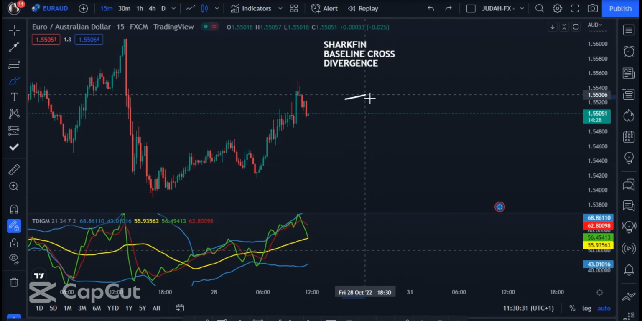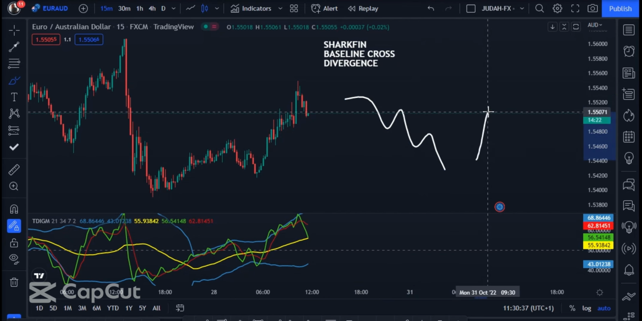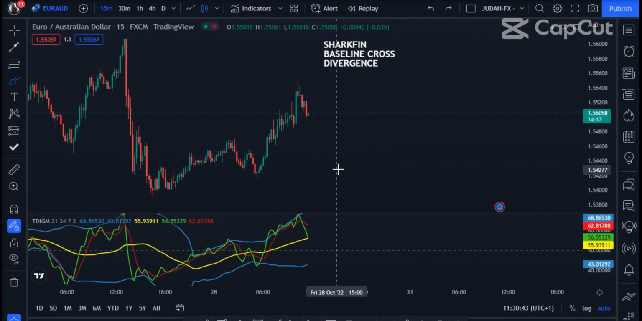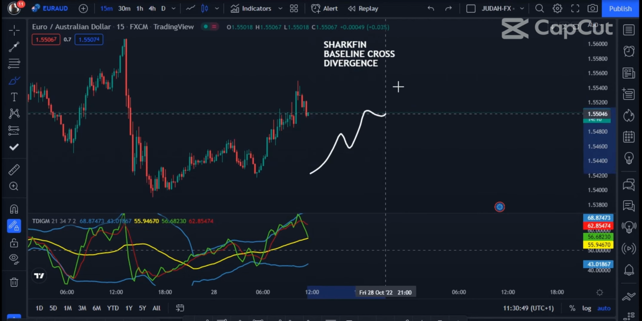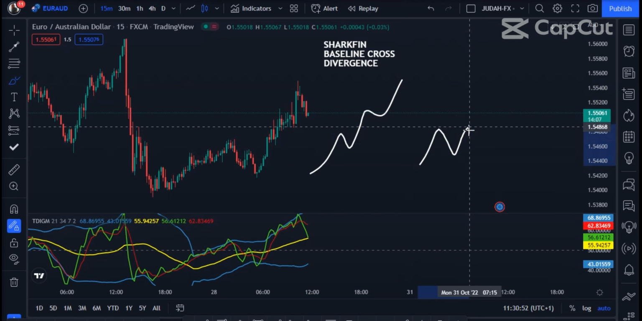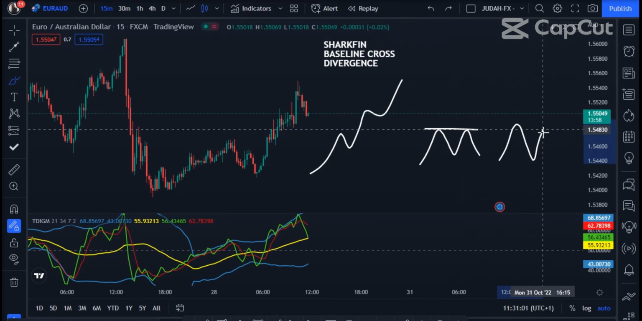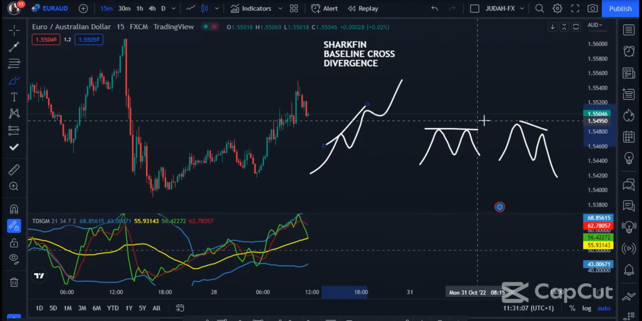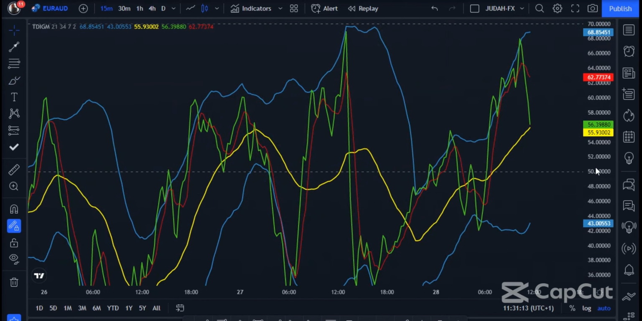And the same example goes for the downtrend. If you're getting lower lows, but the indicator is giving you higher lows, then that's the divergence, and you're expecting a buy. So when you get an uptrend like this, the indicator can either give you equal highs or lower highs. So this is divergence, right? When the price is giving you one thing and the indicator is giving you another thing. So let me show you examples of that.